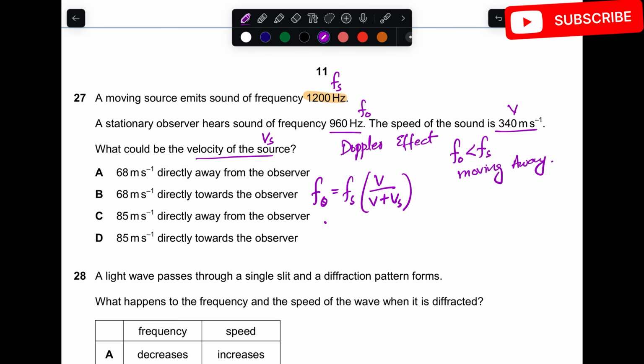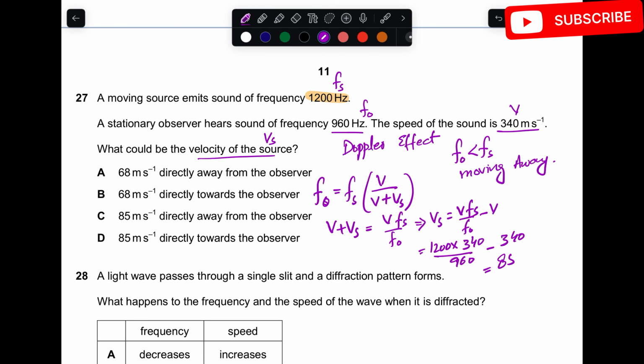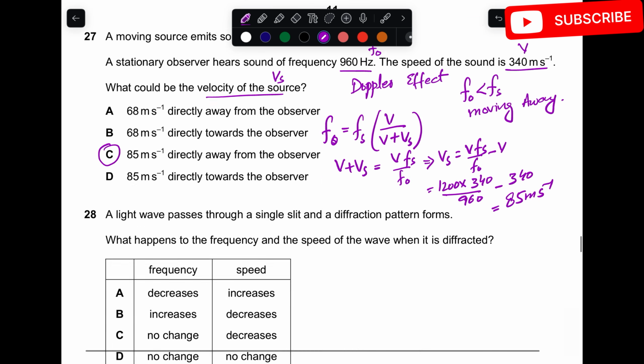Let's rearrange it. I can write v plus vs is equal to v into fs divided by f naught. So vs is equal to v into fs divided by f naught minus v. Putting the values: 1200 into 340 divided by 960 minus 340. Doing the calculation, it will give you 85 meter per second. Okay, so moving away and 85, so it is option C that is correct.